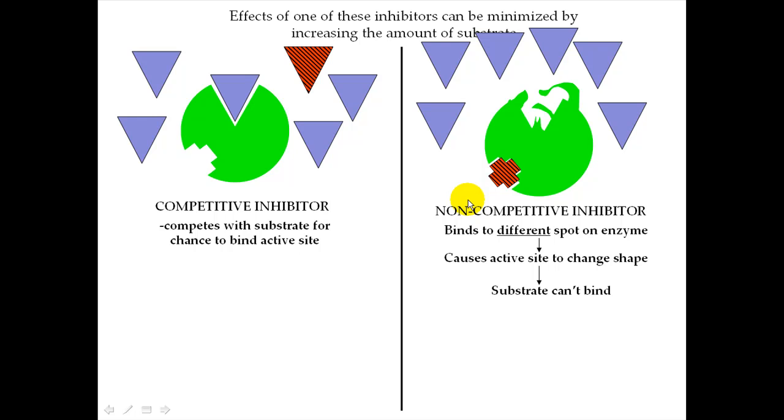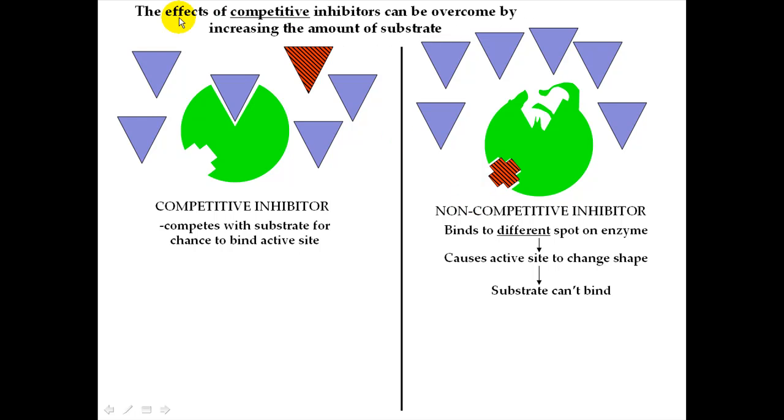So the bottom line here is this. We just mentioned that of these two types of inhibitors, competitive and non-competitive, it's competitive inhibitors only that can be overcome by increasing the amount of substrate. You can get your chemical reaction back with competitive inhibitors if you just jack up the amount of substrate.